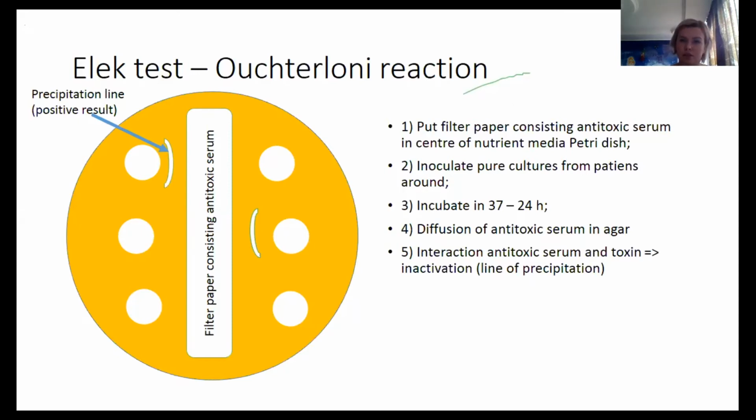What happens during these 24 hours? Antitoxic serum diffuses through the media, and if the culture can produce toxin, the toxin will diffuse through the media too. And in the place where the toxin is inactivated by antitoxic serum, we can detect precipitation lines. On this picture, you can see only two toxic cultures from the sick person.